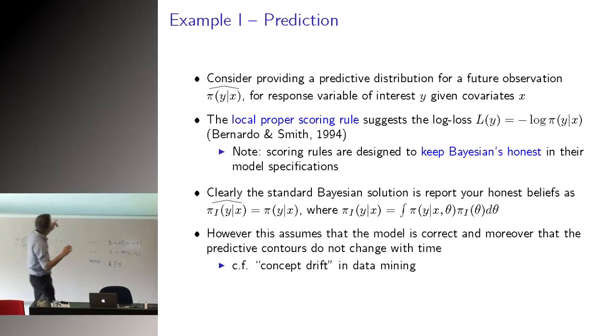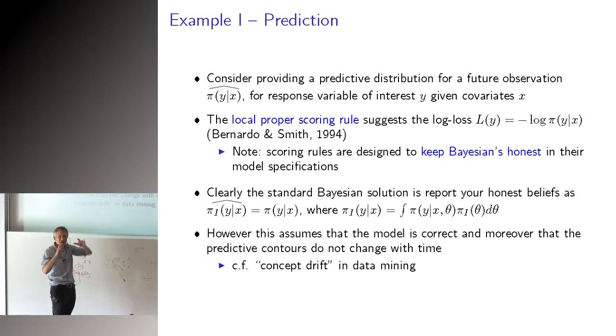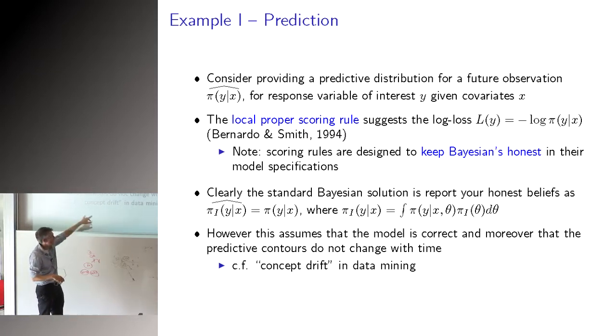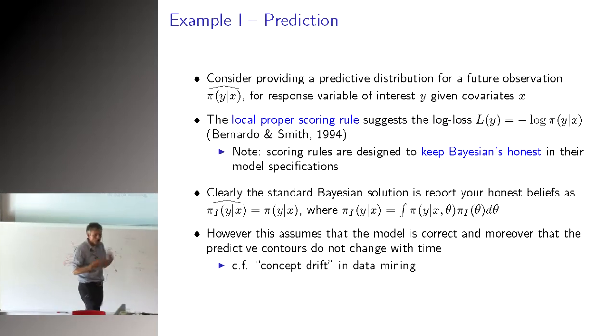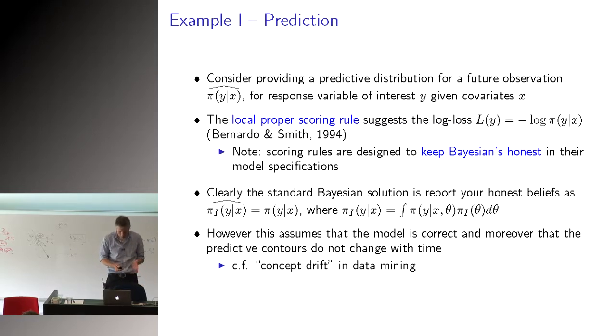Okay. So what does that mean? Well, it means that this model is in some sense slightly miscalibrated. There's a notion here called concept drift, I think in data mining, which is that there's a shelf life to the model. So let's play the game of how the robust model copes with this.